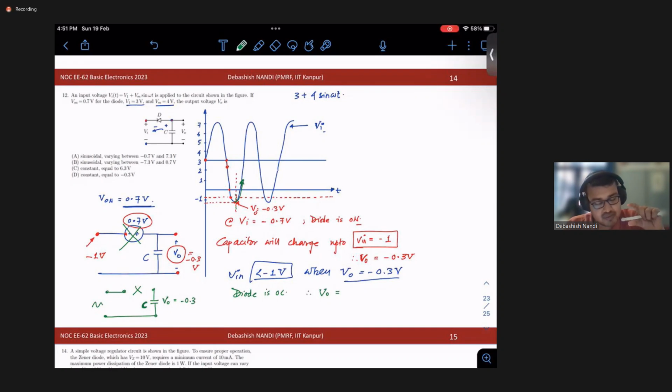That's all. Now you are removing any other path for the capacitor to discharge. It should have some path from where the charges can go out of the capacitor. If it is disconnected or open circuited, then the capacitor will store the minus 0.3 volt as it is forever. So V naught will be minus 0.3 volt for any t.